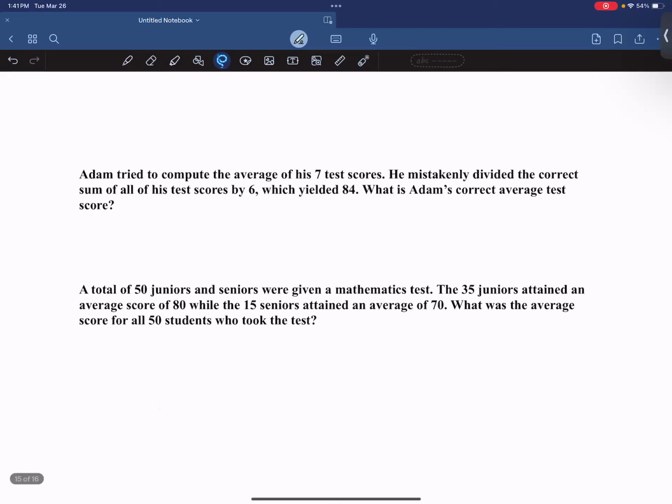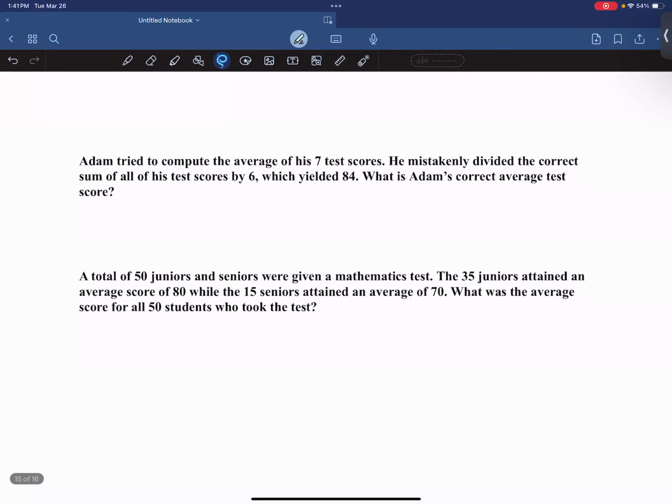So first, let's look at average. Adam tried to compute the average of his 7 test scores. He mistakenly divided the correct sum of all of his test scores by 7, which yielded 84. What is Adam's correct average test score? So let's look at this.